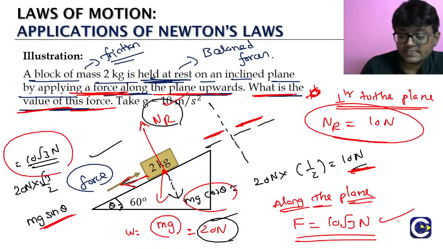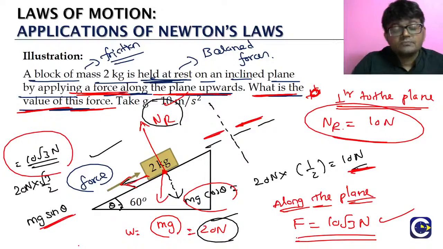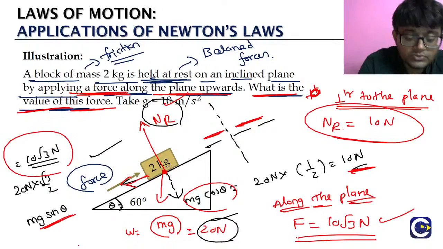What is the answer for this? 10 root 3 newtons. That is the force that is applied along the plane upwards, so that the 2 kg block on that particular inclined plane will be at rest.